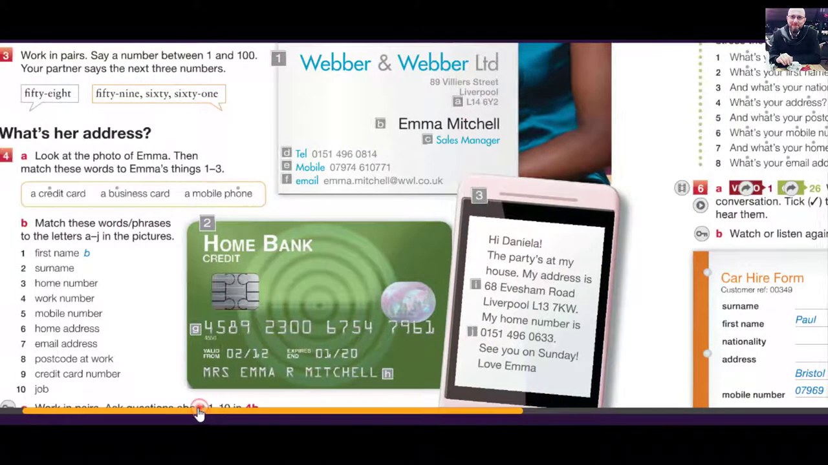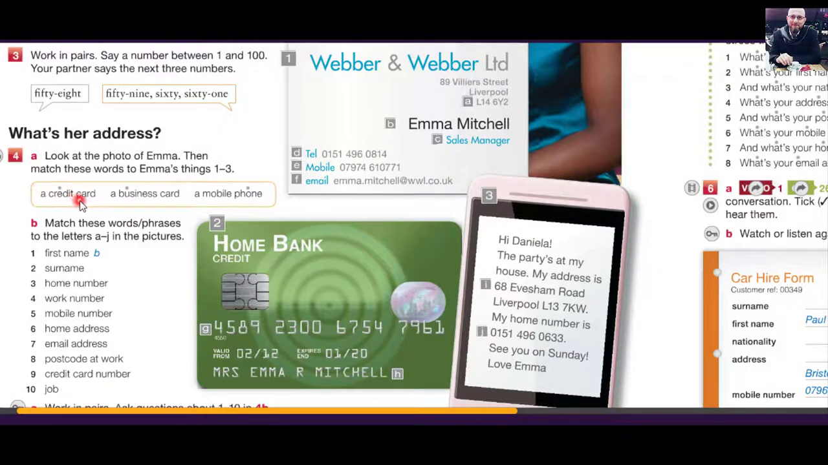So here we have a credit card, a business card, a mobile phone. Which one is a credit card? Of course, it's number 2 because it's a bank. Business card is number 1. And a mobile phone, this is number 3.